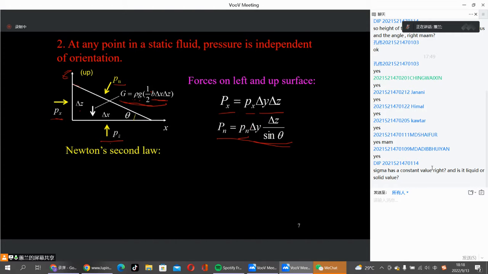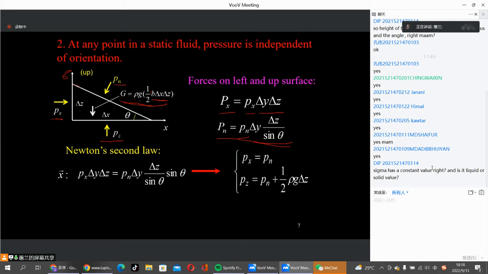And so according to Newton's second law, because the fluid is static, that means the fluid is in equilibrium. So we can write down the equilibrium equation in the x direction and in the z direction. In the x direction, we have px times its area, a pressure force to the right, and the normal force times sine theta will be its x component. So we will have px equal to pn. In the z direction, we can also write down the equilibrium equation. We find that pz equal to pn plus the weight of the fluid.